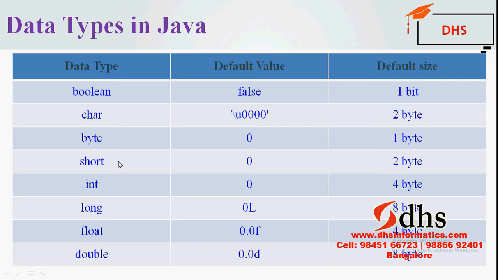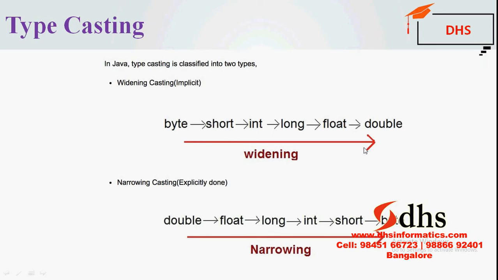Now we have a concept called typecasting. Typecasting is nothing but converting one type to another type, so one primitive type to another primitive type. Here we have two types: widening and narrowing. Widening is converting a lower data type to a higher data type. This will be implicit, so no need to add any extra casting statement. Next is narrowing, which is converting a higher data type to a lower data type. That time you should do it explicitly by adding a casting statement.